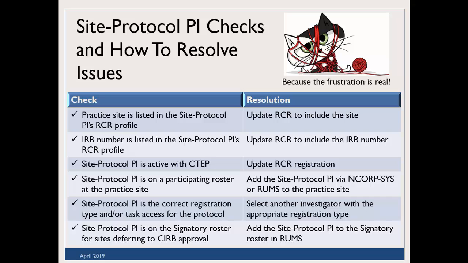Your PIs need to be active with CTEP, so if they have a suspended status, please go ahead and have them re-registered. Just a warning, if that status stays suspended for greater than a year, that also triggers automatic withdrawals from all the treatment rosters. One that's a little less common is if they do not have the correct registration type. In that case, you may need to select another investigator. And also one you'll occasionally see is that if you're using the CIRB, that investigator's not on the CIRB signatory roster, which you can correct by just going into RUMS and adding them.